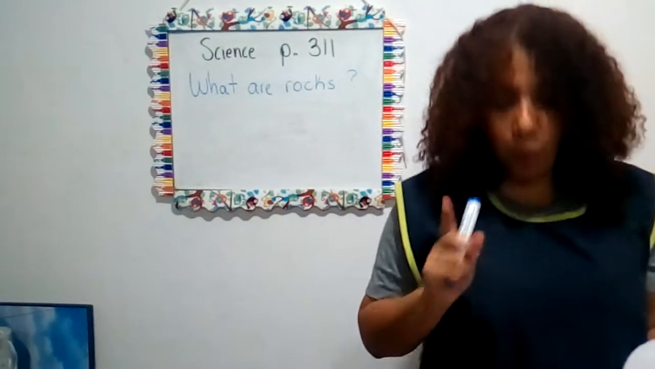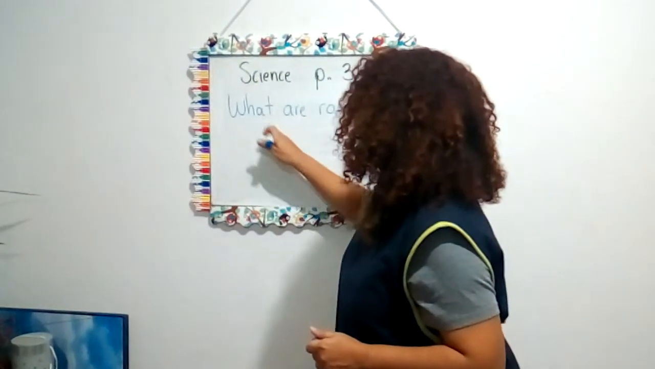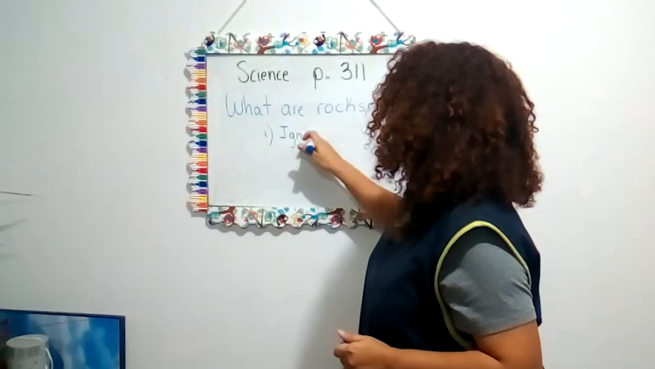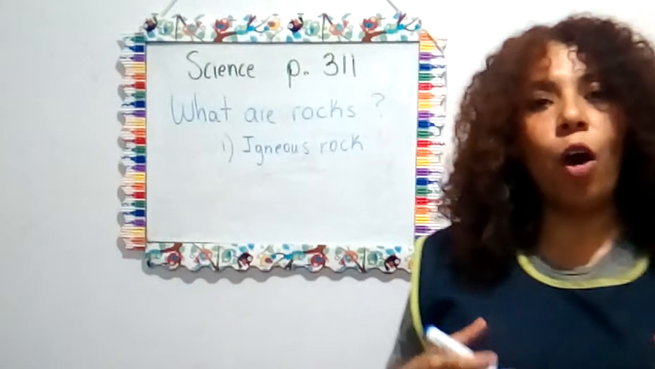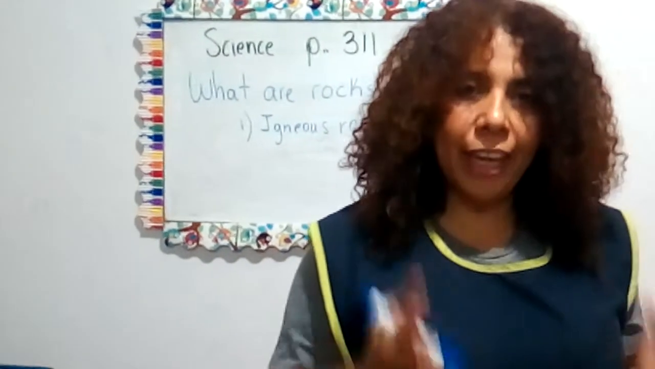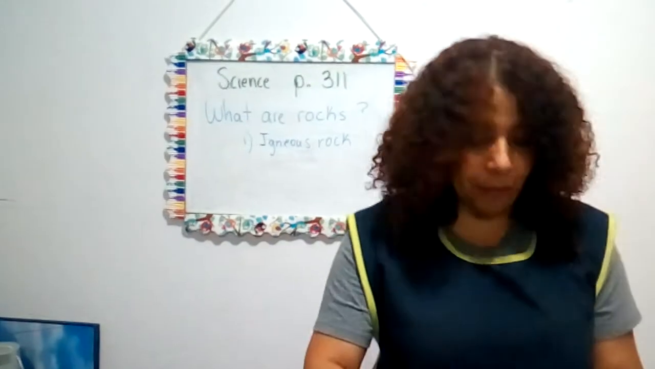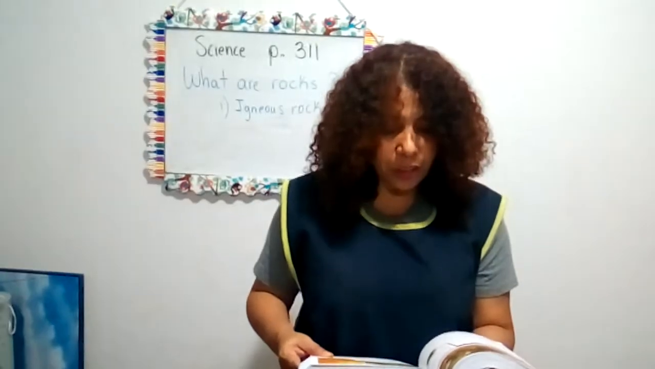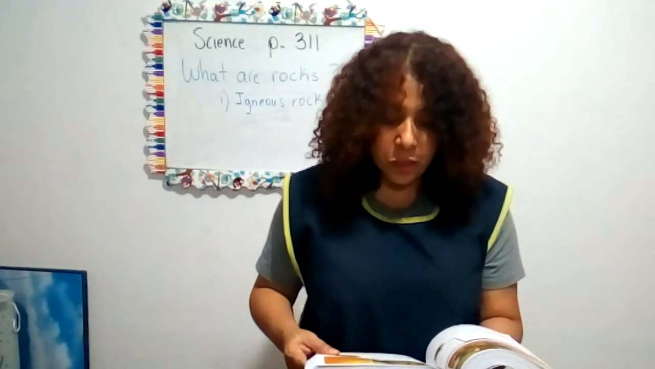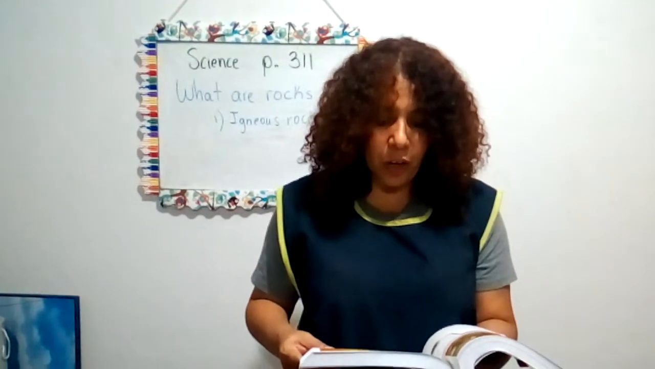Rock kind number 1, I am going to copy it on the board. It is the igneous rock. Okay, so we have the igneous rock. And we're going to look at some of the characteristics of the igneous rock. Let's continue reading. Page 311, second paragraph. Igneous rocks. Rocks that form when melted rock cools and hardens are called igneous rocks. Igneous rocks can form deep inside earth or from lava that hardens on Earth's surface.